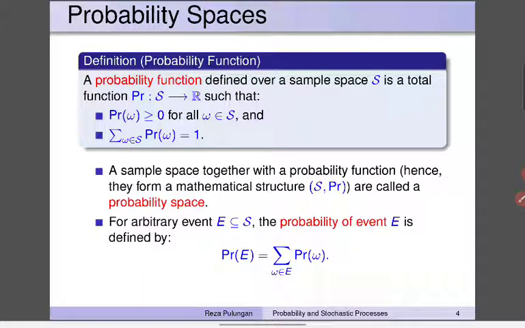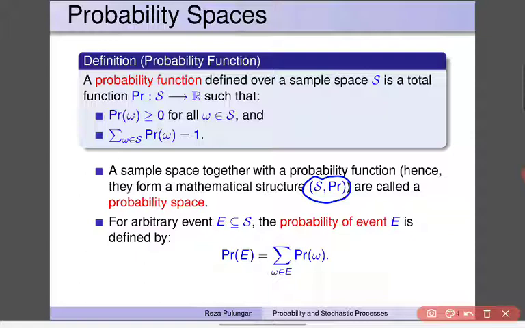Now, these two components, the sample space and the probability function, together form a mathematical structure which is called a probability space. Now, probability space is basically our abstraction of probability. This is basically our model.